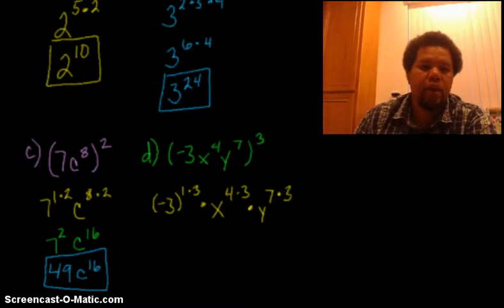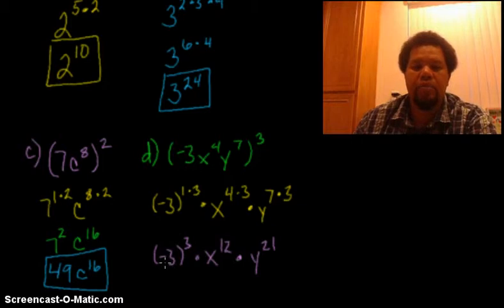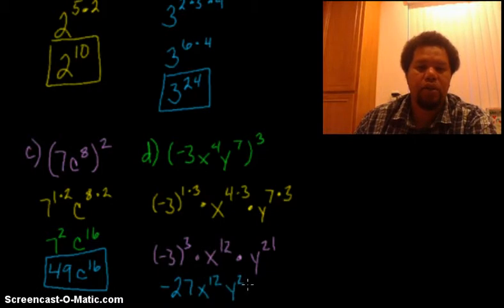So we're going to end up with -3 to the 3rd power times x to the 12th power times y to the 21st power. And again, we can simplify the number part. -3 to the 3rd power is -3 times -3 times -3, which gives us -27 x to the 12th, y to the 21st power. So this is our answer at the end.